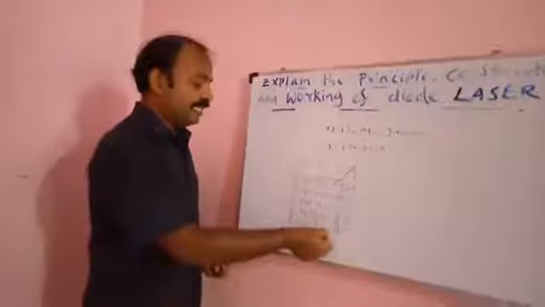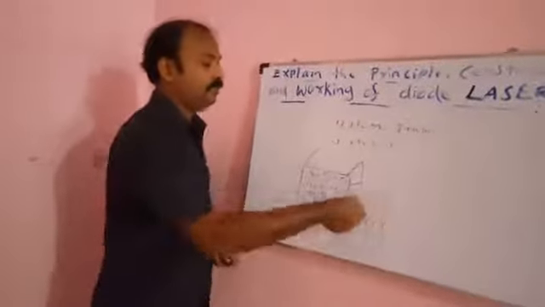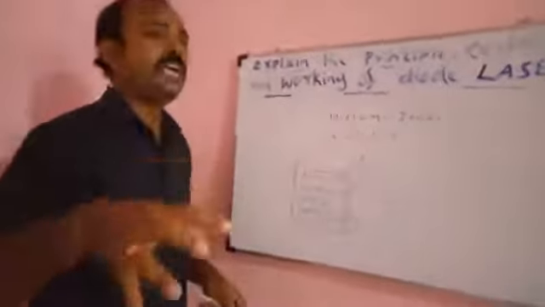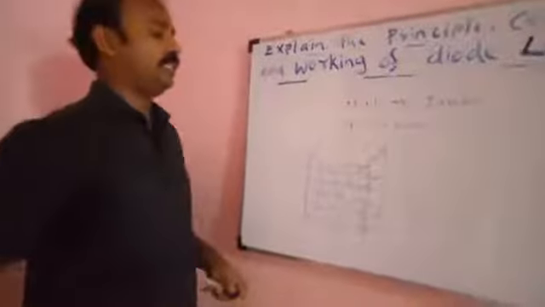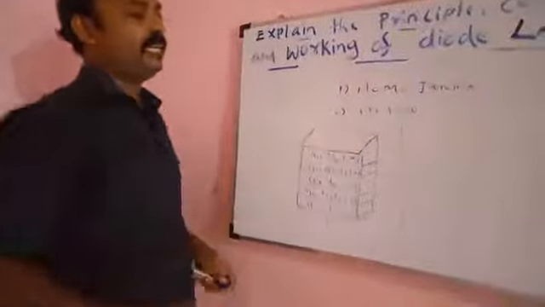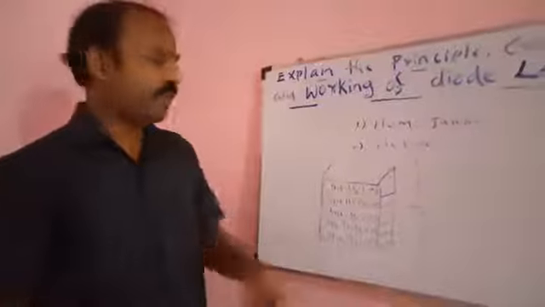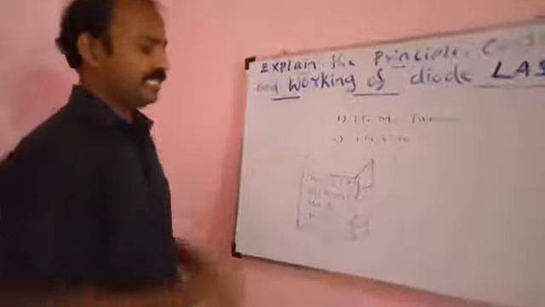Then the metal contact helps provide a suitable power supply, that is forward biasing. The p-type semiconductor is connected to the positive terminal and the n-type semiconductor to the negative terminal, that is forward biasing. Now this is the construction.